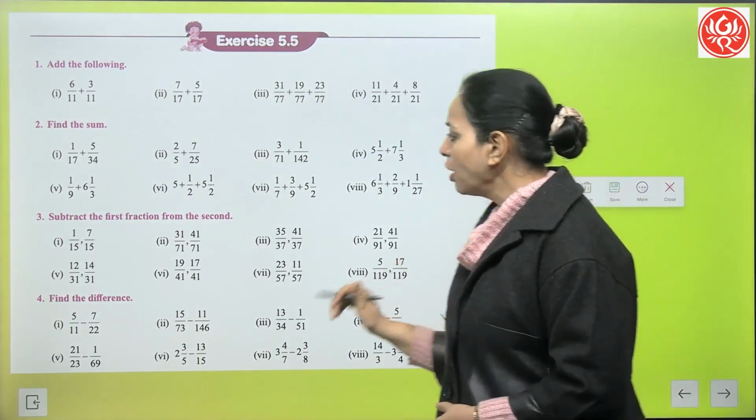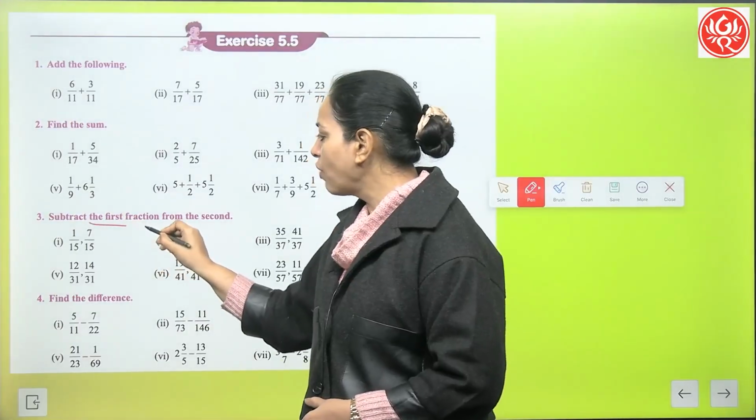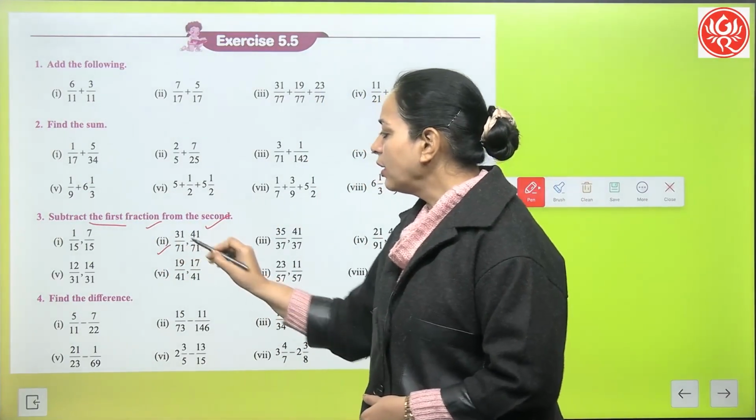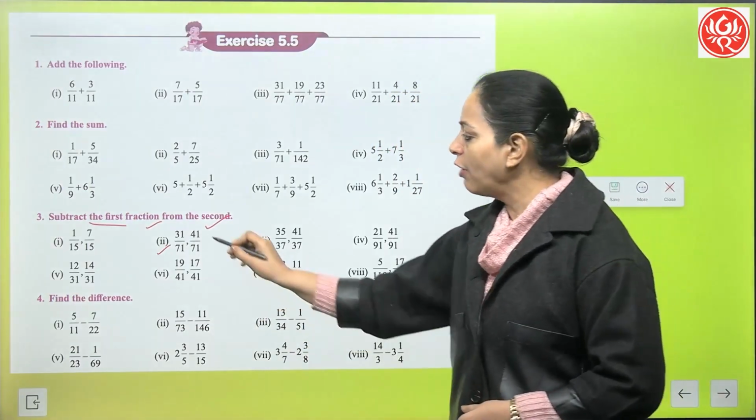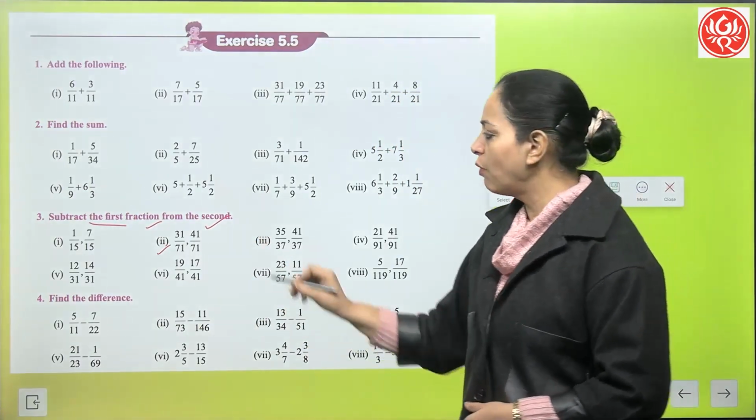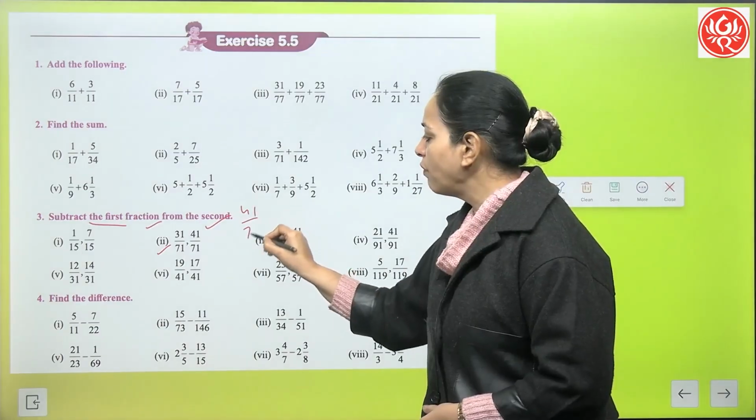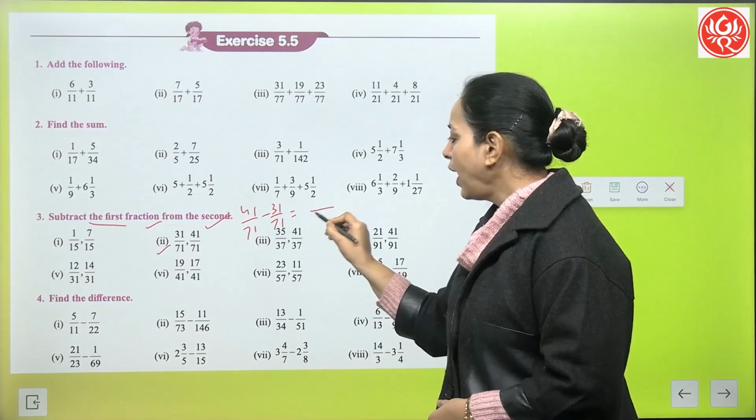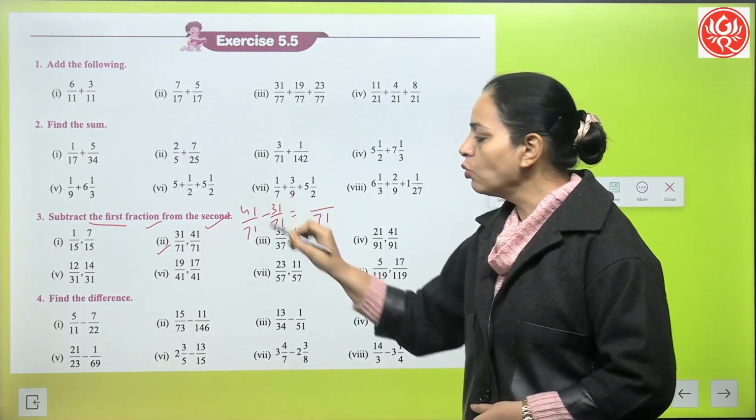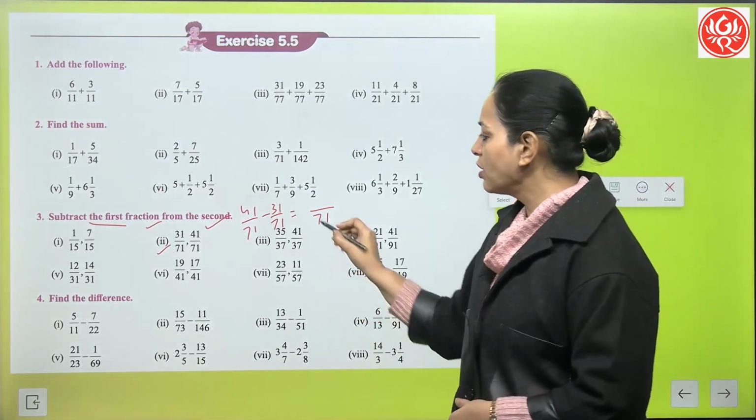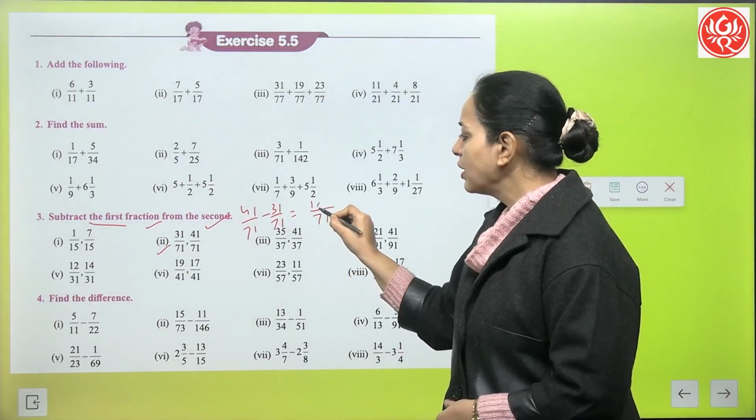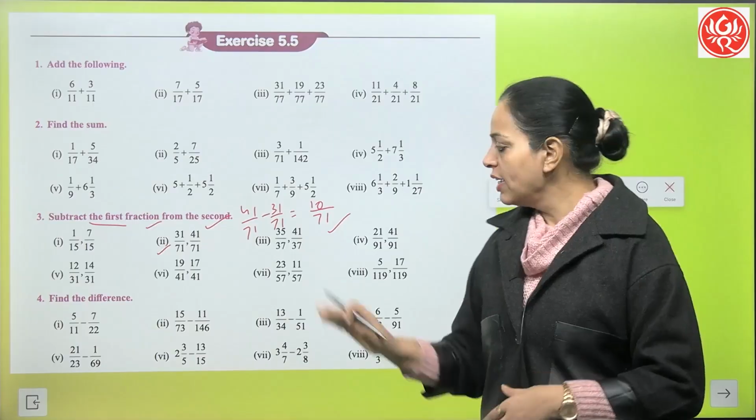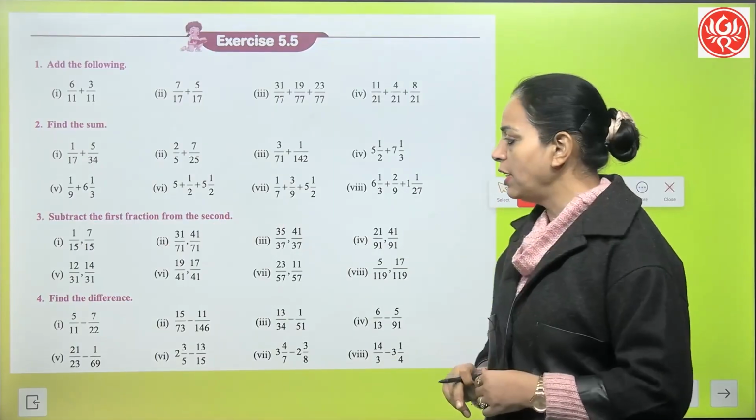Okay. Now question number 3, subtract the first fraction from the second. Like second part, 31/71 and 41/71. So 41/71 minus 31/71. These are like fractions, what to do, just subtract the numerators. So 41 minus 31, that is 10/71. Okay. Similarly, you can try the remaining part.